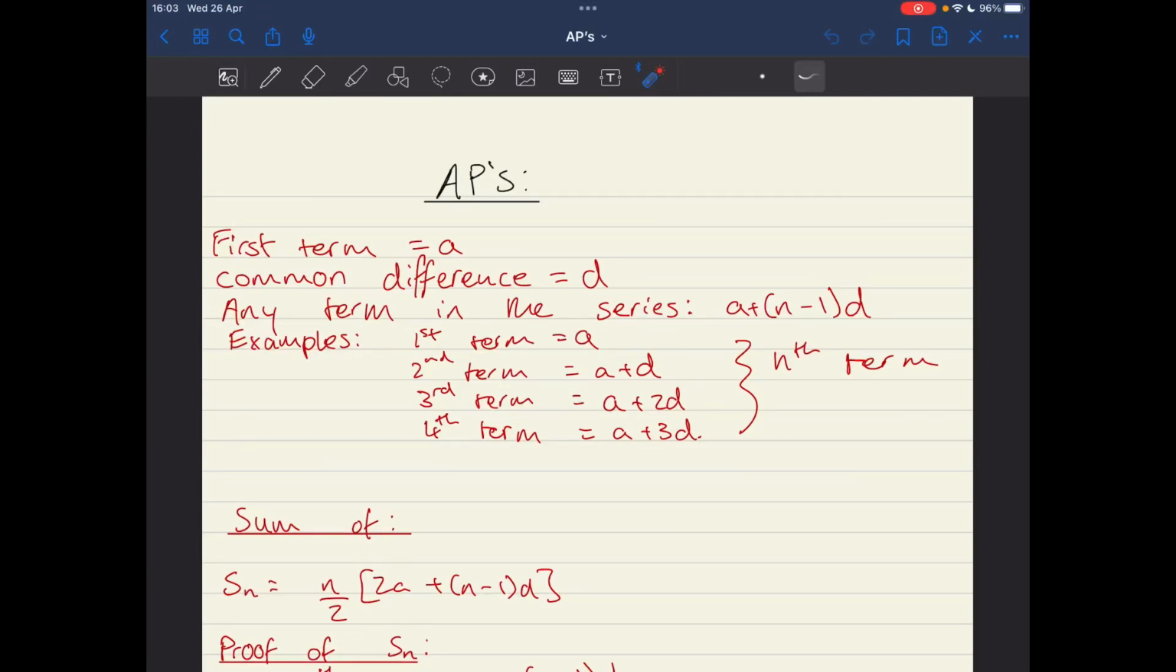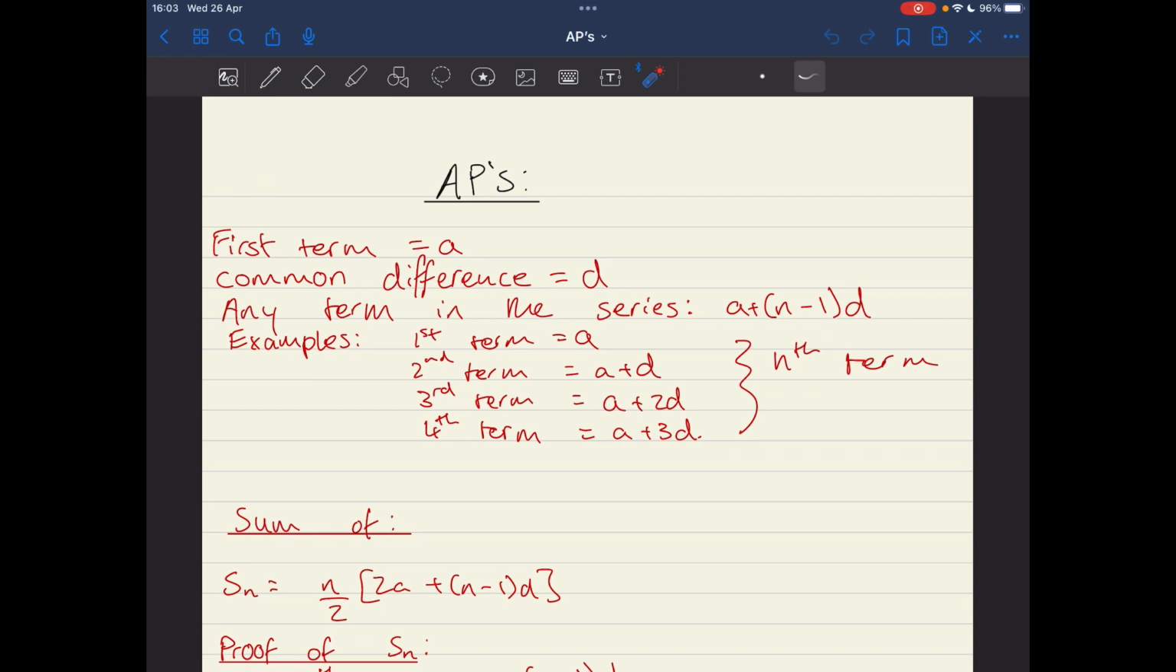So, arithmetic series. The first term is given as follows: a. The common difference is found by d, and then any term in the series can be found by the following: the first term plus n minus 1, where n is the number of terms in the series, times d, the common difference. So again, just write all these down, pause it, write them down.